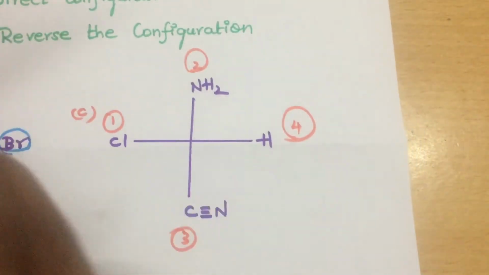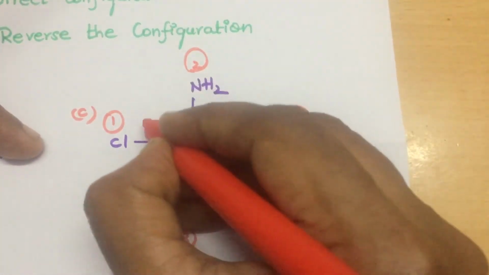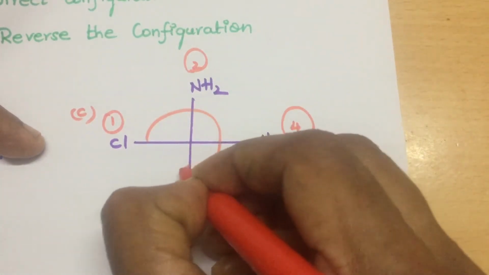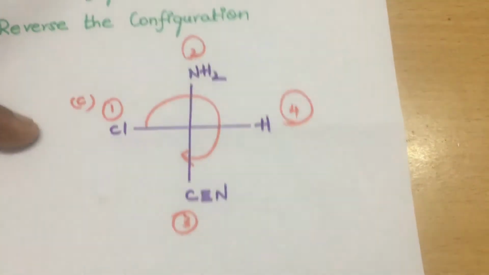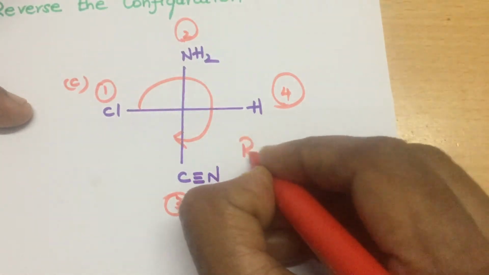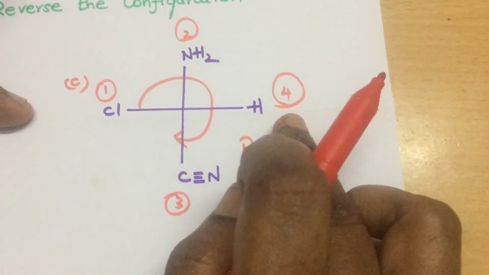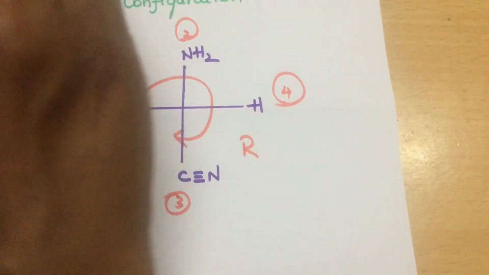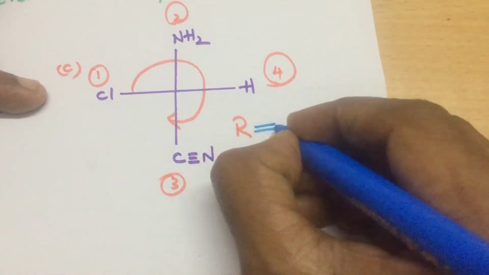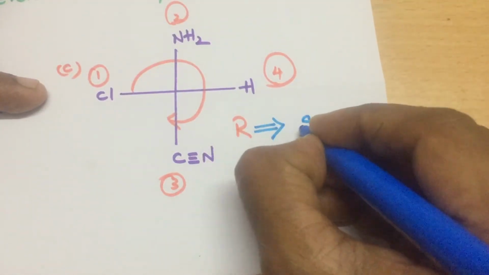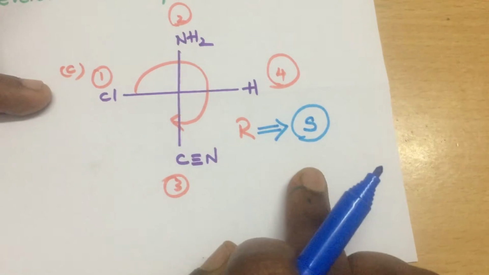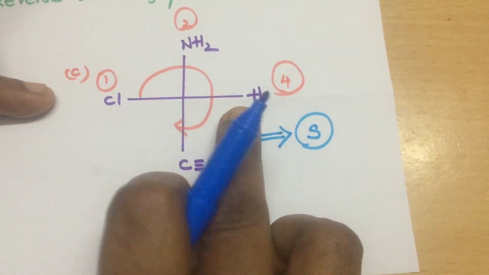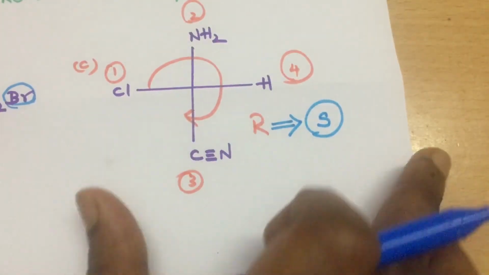Here how it goes, 1, 2, 3, it is in clockwise direction, so it comes to be R. But see, the lower priority group is in the horizontal direction, so reverse the result. R means S, so S is the answer. Please remember students, if it is in the horizontal line, then reverse the configuration, just reverse, no need to swap, nothing. This is very easy when compared to the other things.